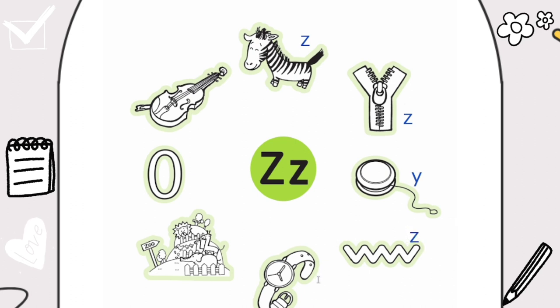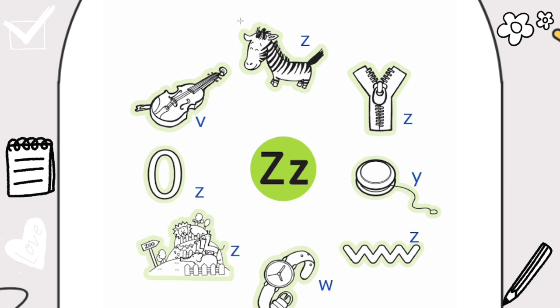zigzag. Awesome. Next one is a watch. Next one is a zoo. Yes, good job. Next one is a zero. Good job. Next, this is a musical instrument. Yes, it is a violin. All right, everyone. Now, let's find all the words that begin with Z and circle it.